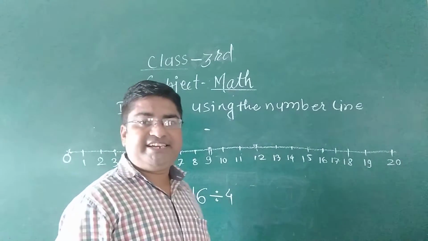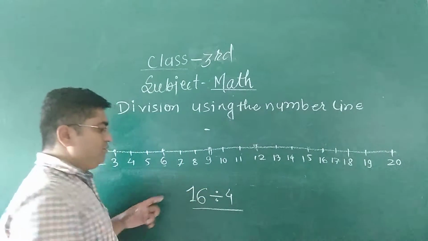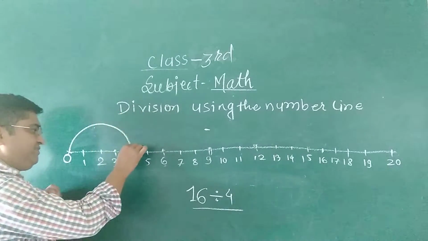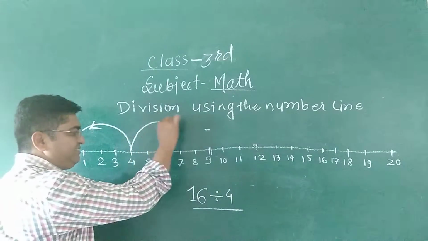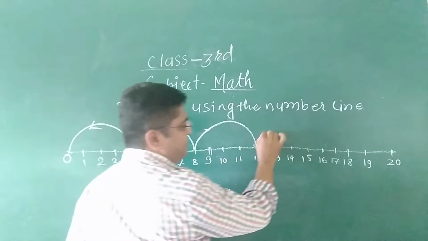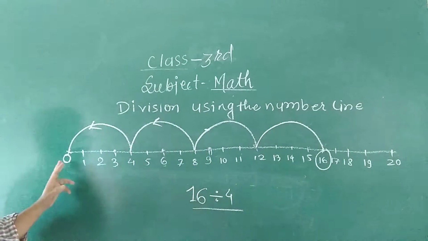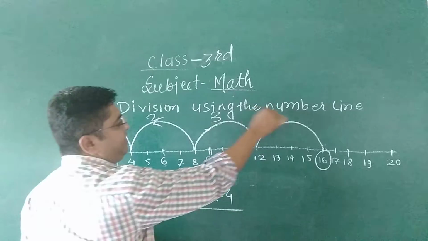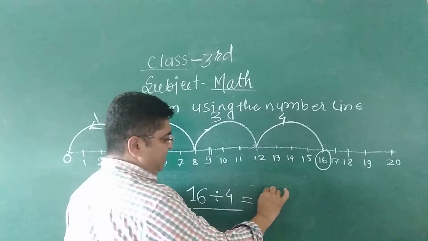Now 16 divided by 4. We have to solve 16 divided by 4. So what will we do here? From 0 to 4, it is the first loop. This is the second, this is the third, and this is the fourth, up to 16. How many? 1, 2, 3 and 4. So what is our answer? 16 divided by 4 is 4.